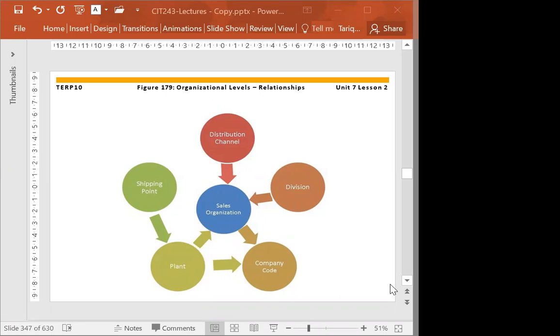Similarly, sales organization is hierarchically linked with the company code. Plants are linked with the sales organization. Division is linked with the sales organization. We need at least one distribution channel, one sales organization, one division, one plant to use the sales and distribution system. And of course, at least one company code. So that is how the hierarchy, or relationship, is.